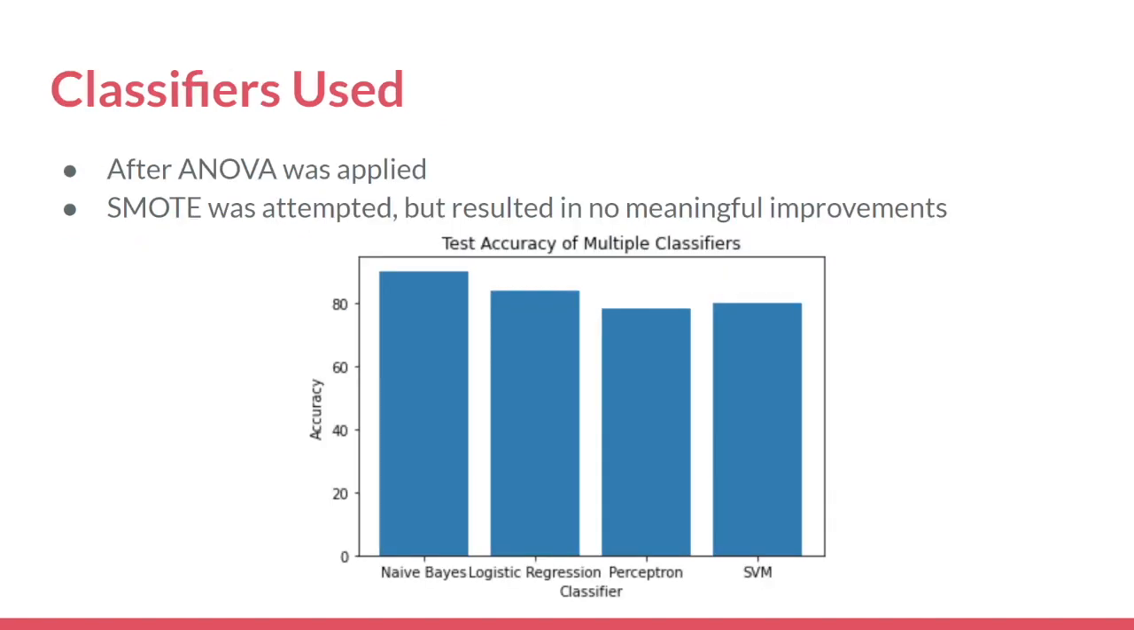And so for our classifiers, we also attempted SMOTE, but most of our data was categorical rather than continuous, as works best with SMOTE. So naive Bayes came out on top once again with around 90% accuracy rate, with the rest following anywhere from around 79 to 84%.